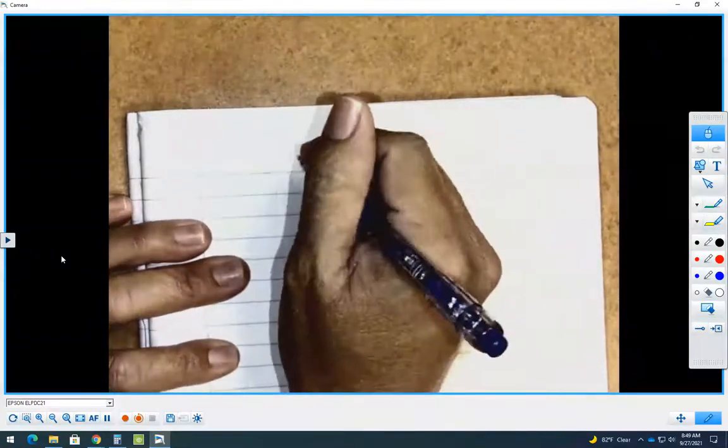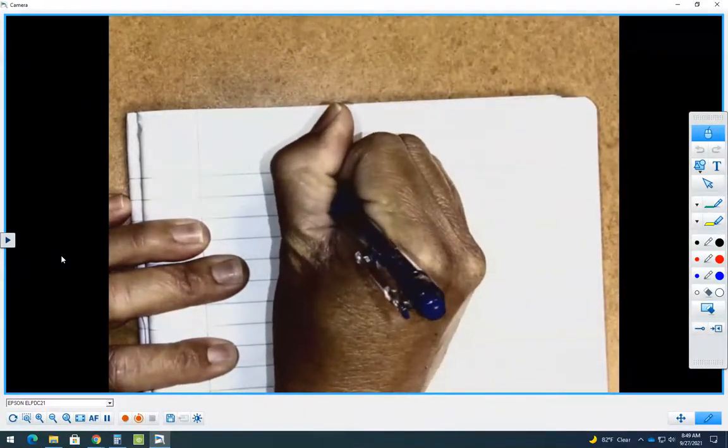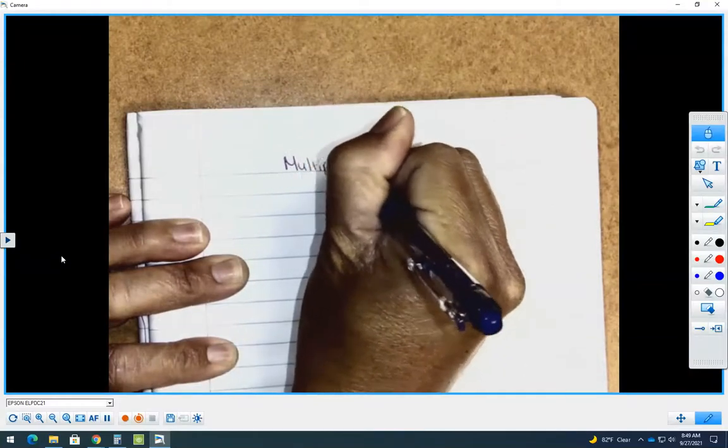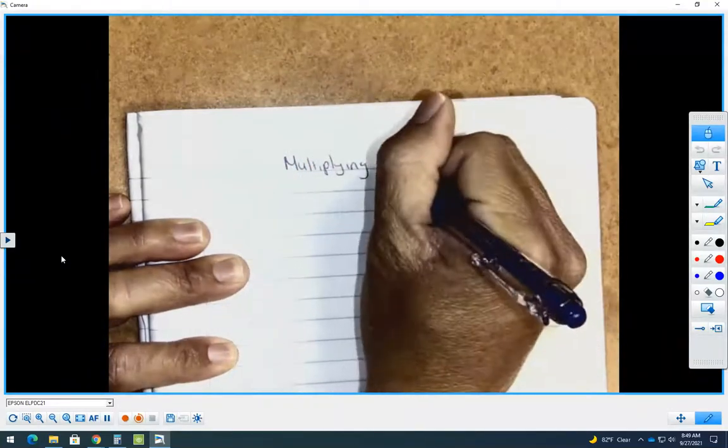Okay, here we go. So today we're gonna be learning how to multiply and divide fractions. I'm gonna start with multiplying fractions.